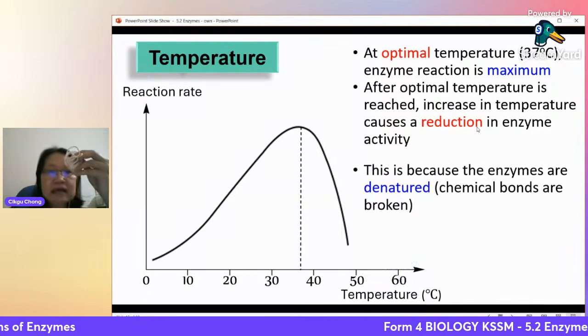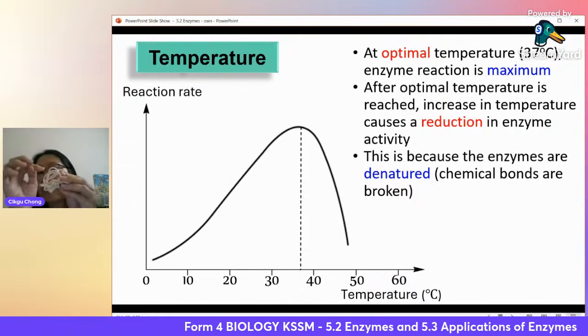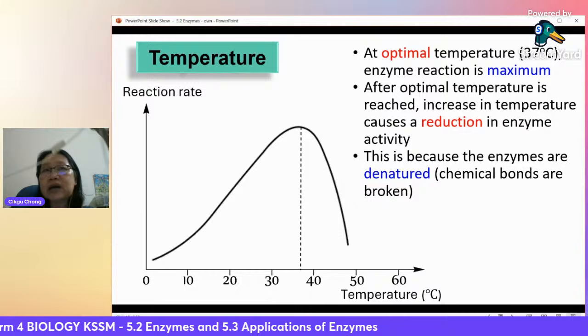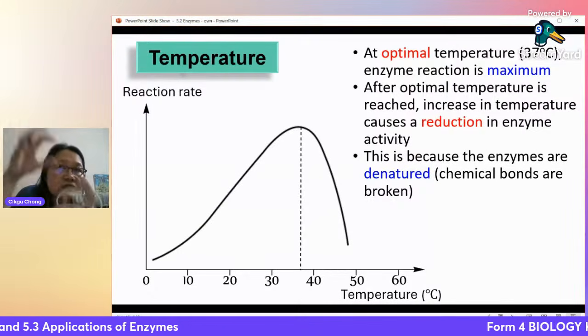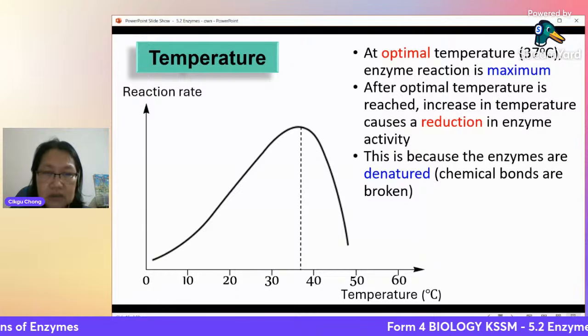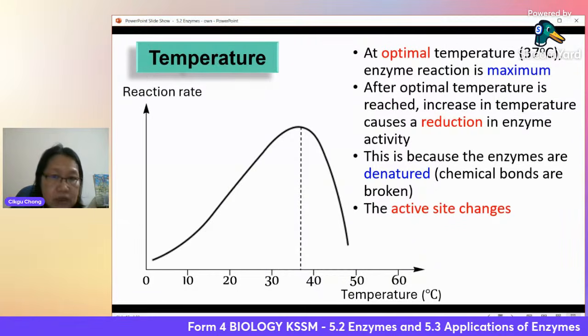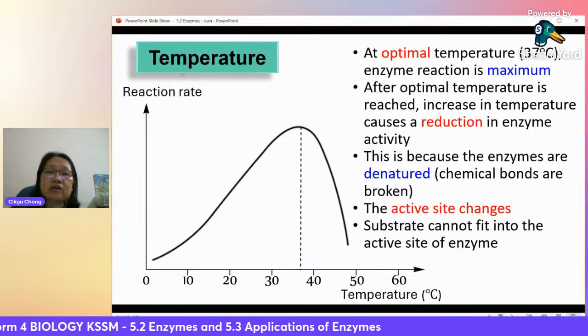That's what I told you just now. Let's say this is the ball of yarn here. This is the enzyme with the active site. So if the bond is broken, so your string, like these are already open. So when it's open already, your active site is gone. Your substrate cannot bind to it. So the active site changes, already changed shape. Therefore, substrate cannot fit into the active site of the enzyme.